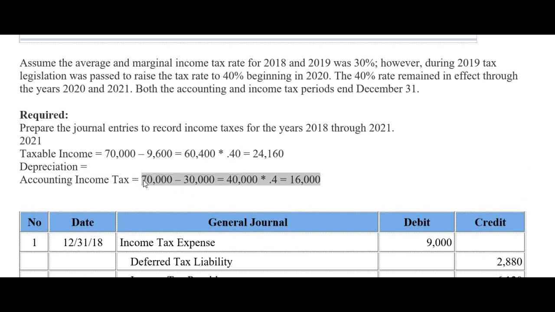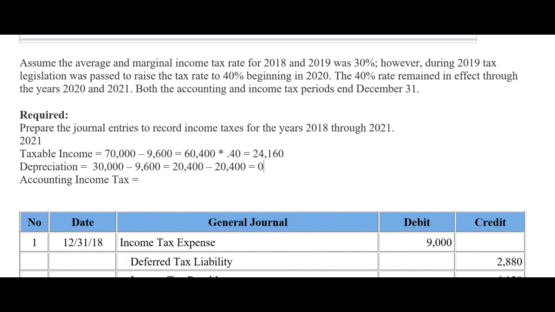All right. So again, $30,000 for income statement purposes, $9,600 for tax purposes. So that brings us to a difference of $20,400. Okay, that's our difference this year. Now, our previous balance was $20,400. Notice, remember when we found it a few moments ago, that was our balance.